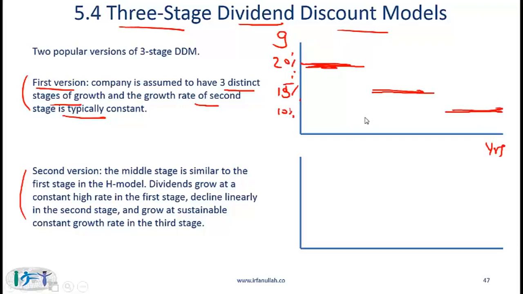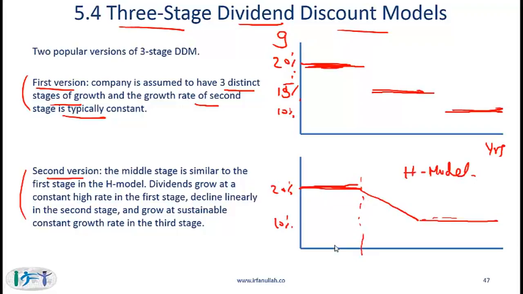The second version, which makes more sense, is taking a high growth rate initially and then effectively using the H model. So you are saying that for a few years we'll grow at 20%, and then gradually we'll come down to a long-term growth rate. Let's say the long-term growth rate again is 10%. So notice that from here on we are simply using the H model. For a few years we are at 20%. This might be, say, 3 years, and then after that it's the H model.